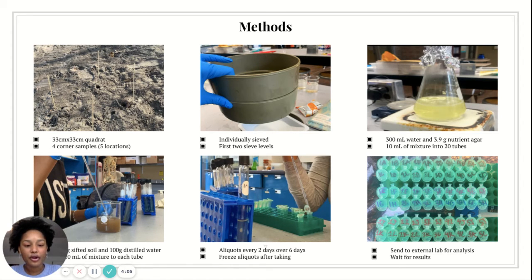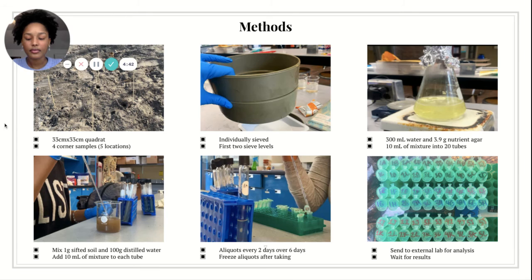Then I made nutrient broth by mixing 300 milliliters of distilled water and 3.9 grams of powdered nutrient agar. I then put 10 milliliters of the mixture into 20 tubes. Then I mixed 1 gram of each sample with 100 grams of distilled water and added 10 milliliters of each sample to a tube with broth. Then I took aliquots every 2 days over a 6-day span, and I froze the aliquots after taking them. After I collected all of my aliquots, I sent them to an external lab for analysis and waited for the results.